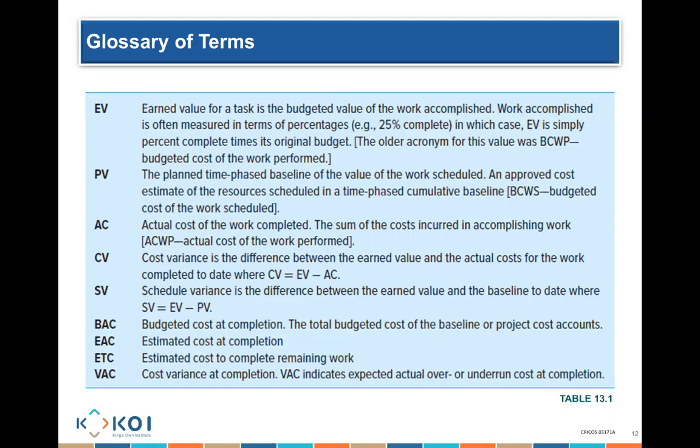Variance at completion. Cost variance is really about finding how much over my budget I actually went. So for example, I compare how much it actually cost me versus how much it was planned to cost me. The difference is my variance at completion. These are the sorts of calculations you need to bear in mind in your exercises.